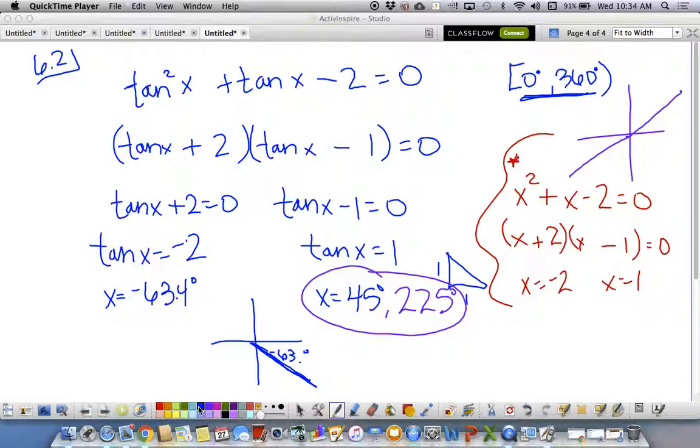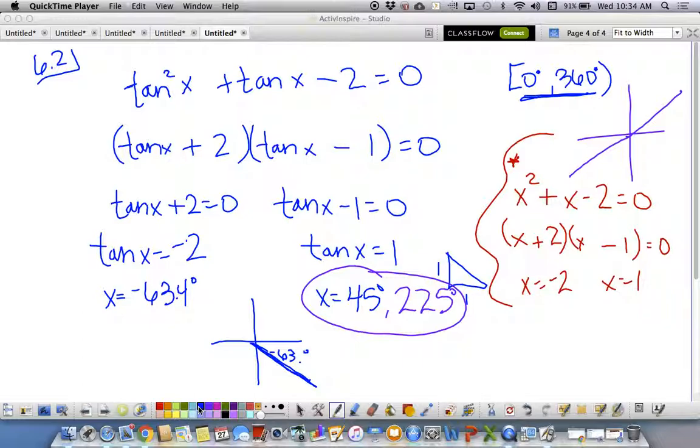296.56 degrees. -6.6. Can I round it to 97? Sure. What'd you get? 296 degrees. Technically 7, but yeah, that's what I got. 296.565.